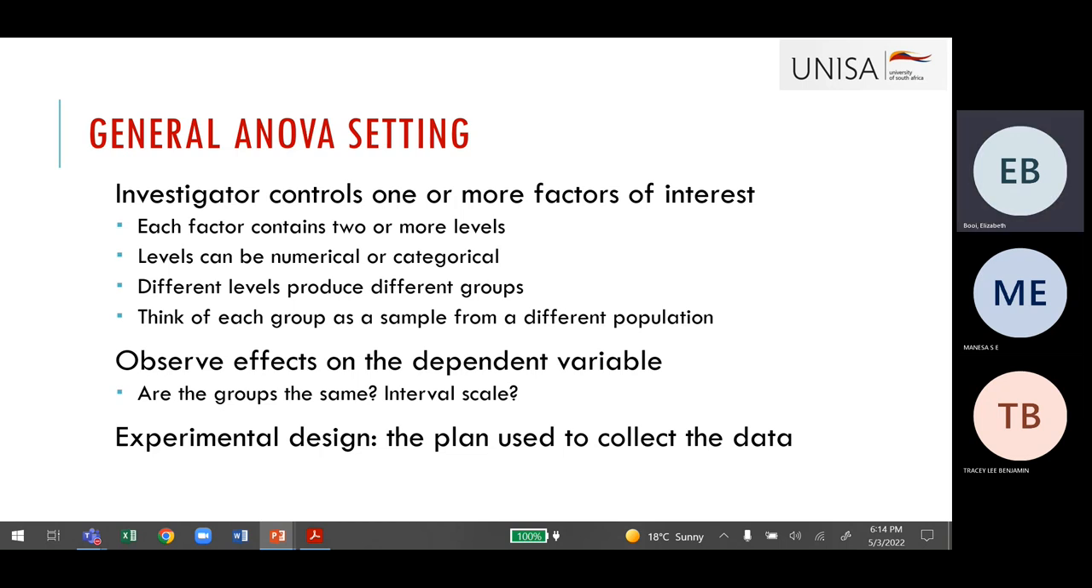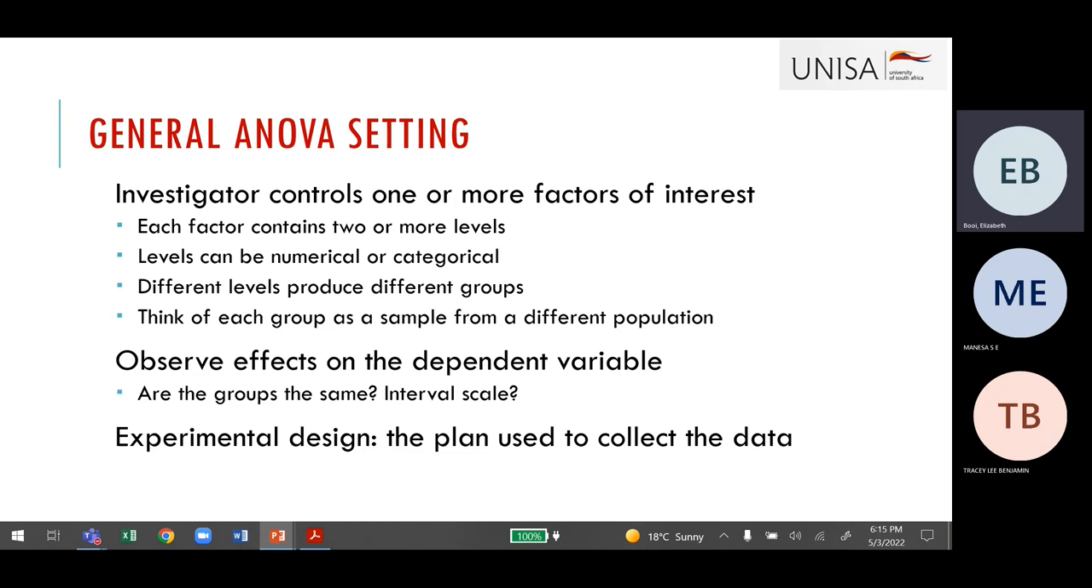We need to also observe the effects on the dependent variable. So you will have to choose which one will be your dependent variable. And when you do the analysis, you will need to make sure that the groups are different, and also you need to convert all the categorical into an interval scale so that you are able to apply the numerical, to apply the ANOVA.